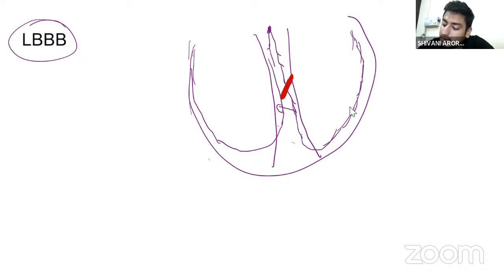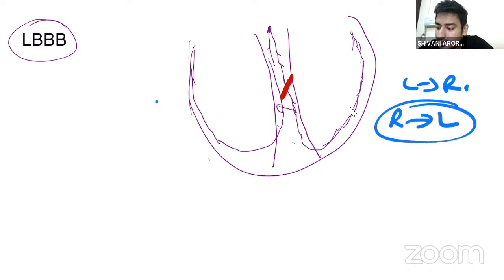Clear? Now here we have this lead V1 and here we have this lead V6. So in lead V1, the first deflection would be of the ventricular septum, and now the ventricular septum depolarization would occur from right to left. So the first deflection is downward.